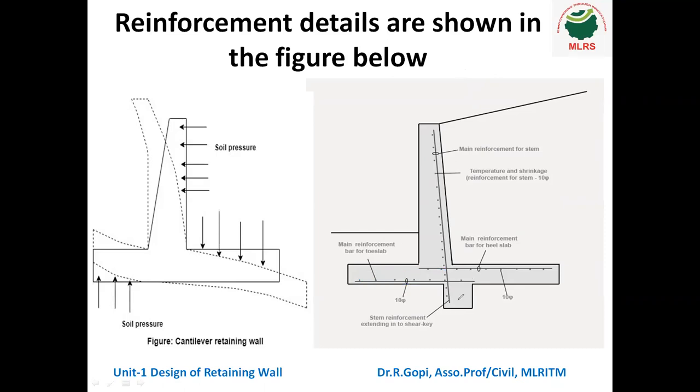Here they have provided 10mm dia bars. The main reinforcement in the stem, toe slab, and heel slab, and the distribution reinforcement, they have provided 10mm dia bars. The same figure we also have to draw after the design of the cantilever type retaining wall.